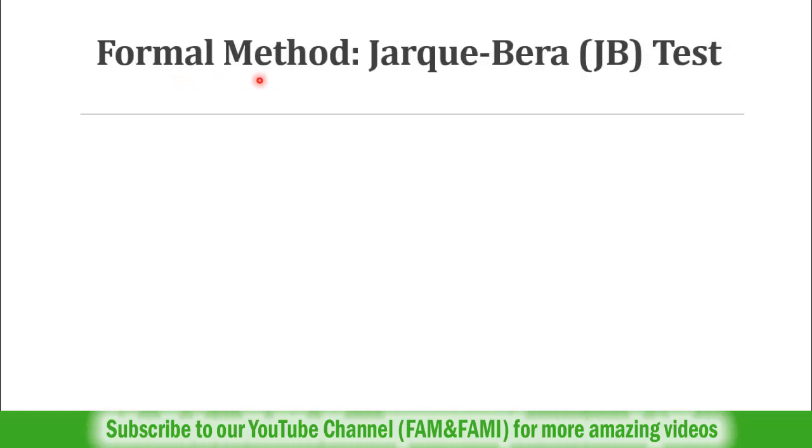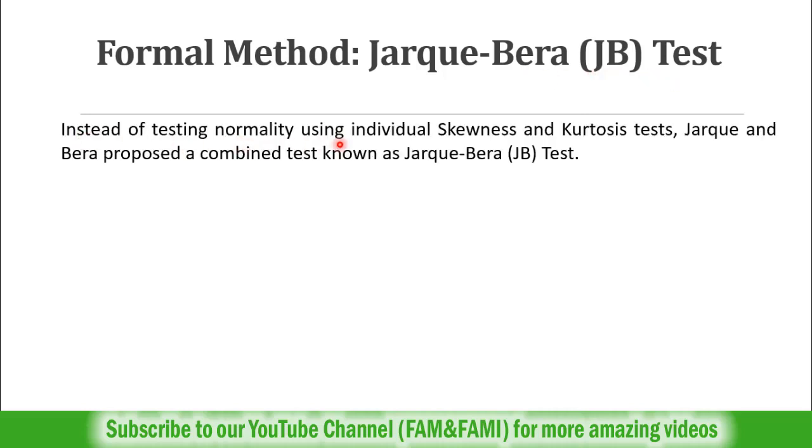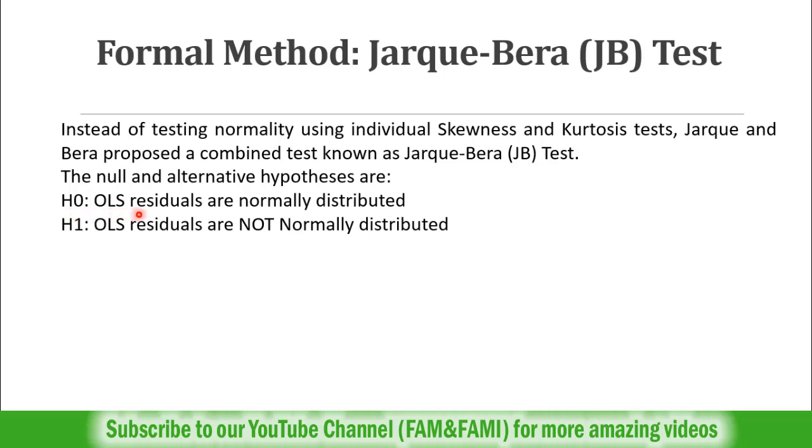Let's move to the third formal method, the Jarque-Bera (JB) test. Instead of testing normality using individual skewness and kurtosis tests, Jarque and Bera proposed a combined test known as the Jarque-Bera or JB test. The null hypothesis of JB is that OLS residuals are normally distributed, and the alternative hypothesis is that OLS residuals are not normally distributed.